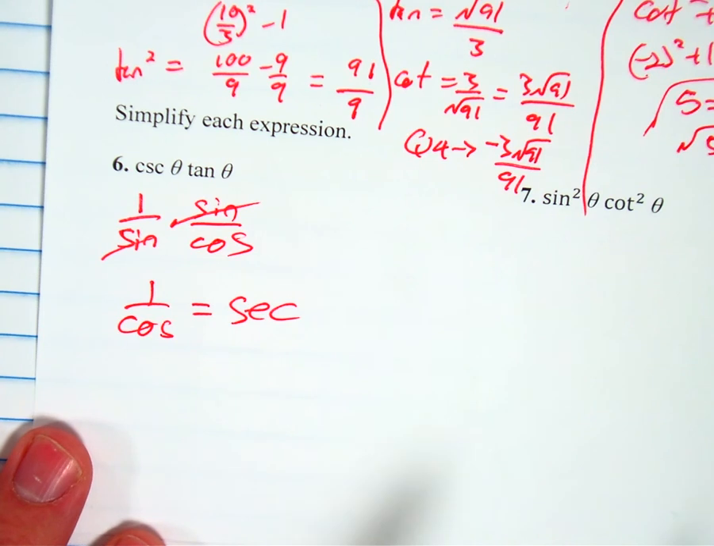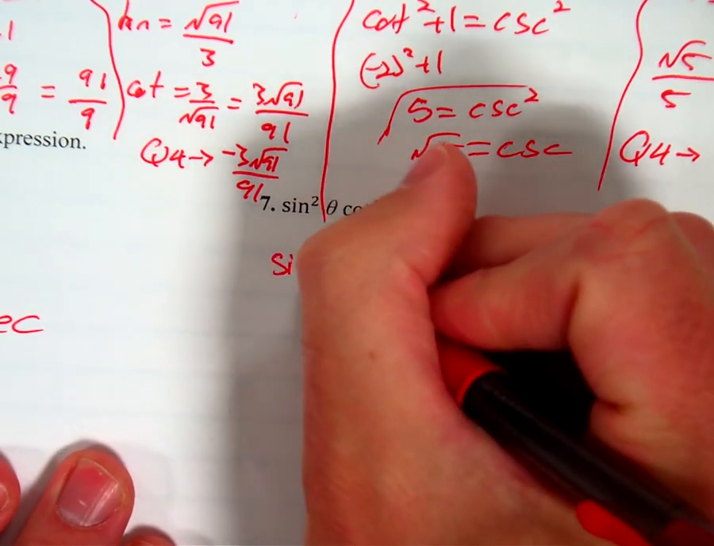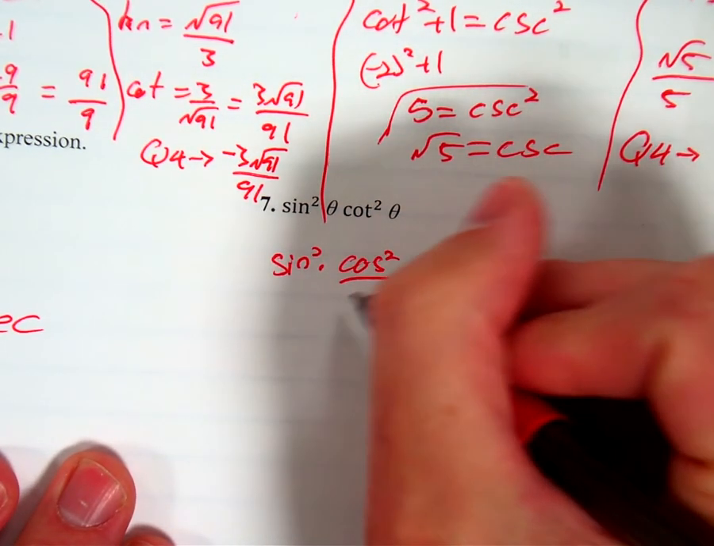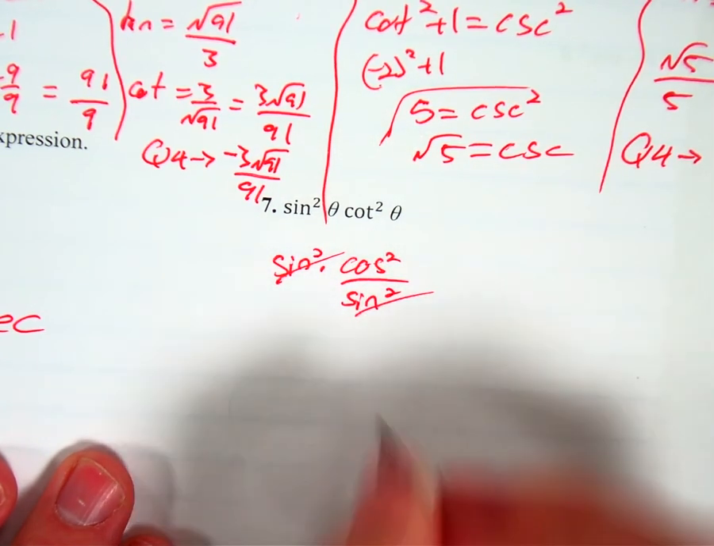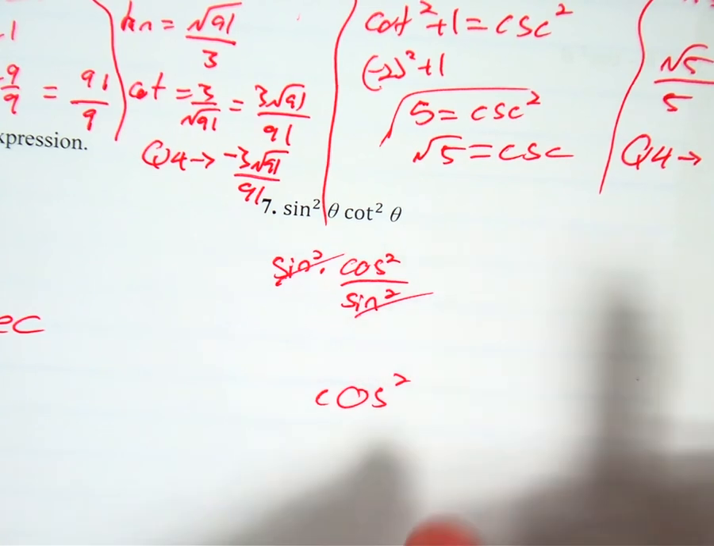Same idea over here with number 7. Sine squared times cotangent squared. Well, cotangent squared is cosine squared over sine squared. The sine squareds cancel out, and all we have left is the cosine squared on the top.